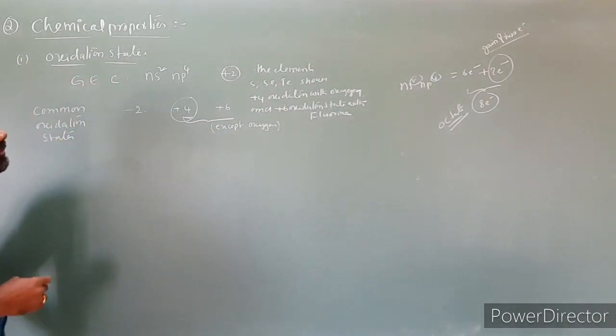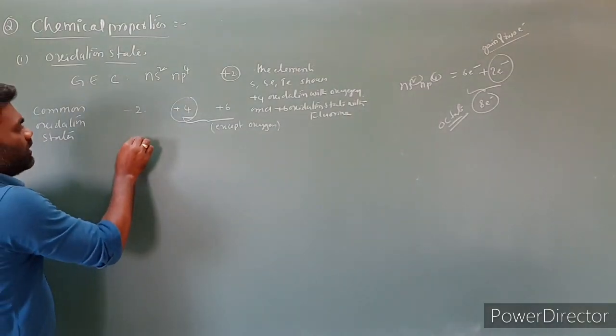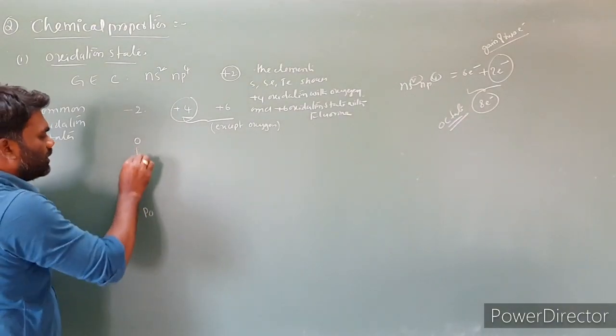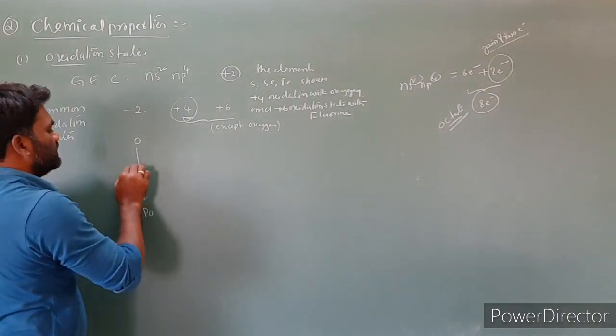Next, coming to the stability of these oxidation states. In the case of stability, I am taking from oxygen to polonium. From oxygen to polonium, the stability of the minus 2 oxidation state decreases.